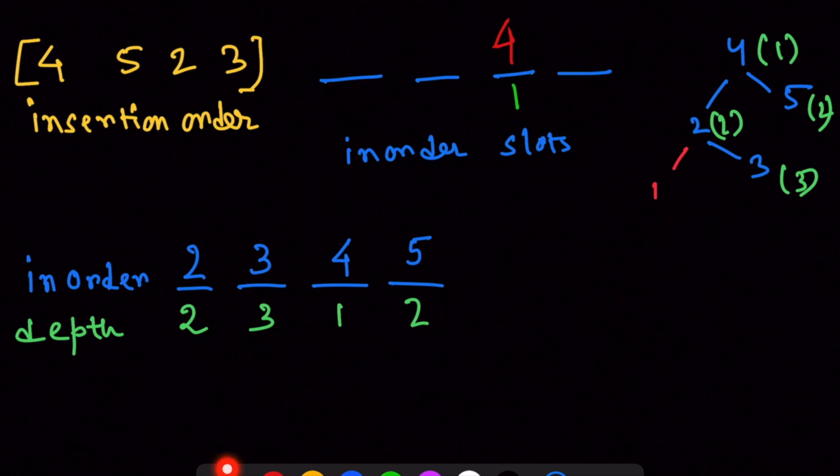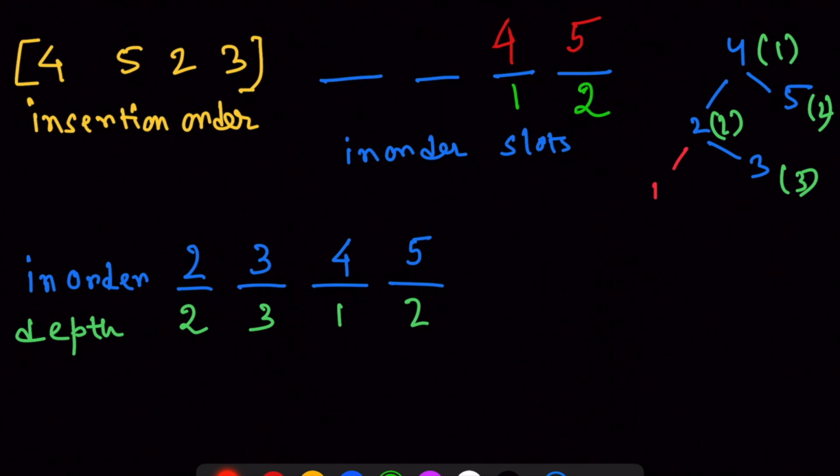Next we are inserting 5. 5 will be where? After 4, right? So we will be inserting 5 after 4. What is the parent of 5? The parent of 5 is 4 because 5 is the right child of 4. So the parent of 5 will be on the left side, right? So the depth of 5 will be 1 plus 1, 2.